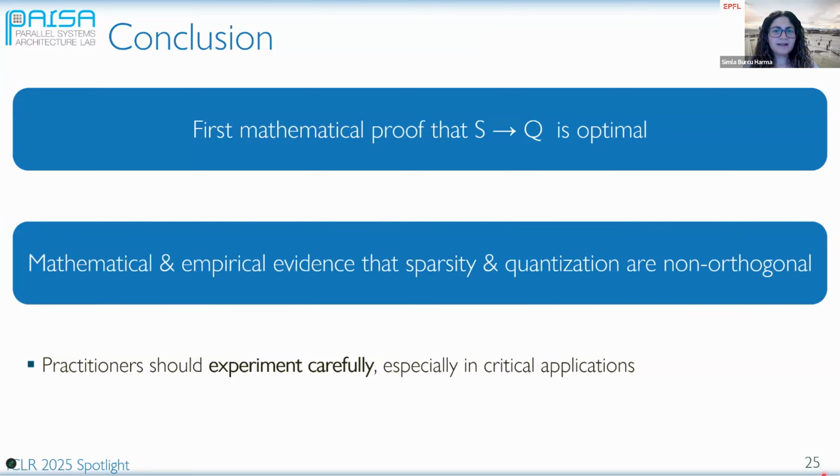We offer both a theoretical framework and experimental results proving that sparsity and quantization are non-orthogonal. And this challenges prior assumptions and guides future compression design. So practitioners should be careful when compressing models, especially for safety critical applications.